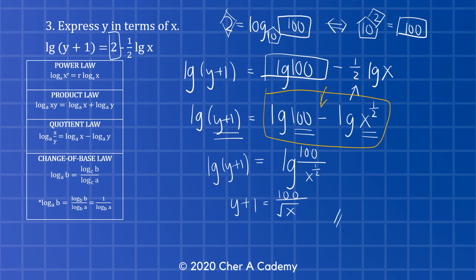Okay, and this, oh wait, we need to express y. So we need to bring over the 1. So y is equals to 100 over square root x minus 1. This is the final answer.